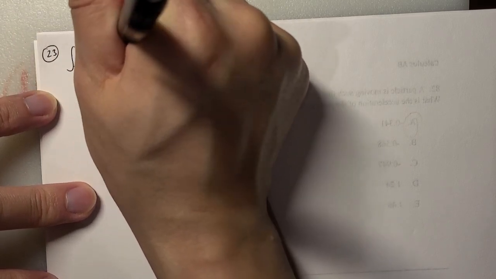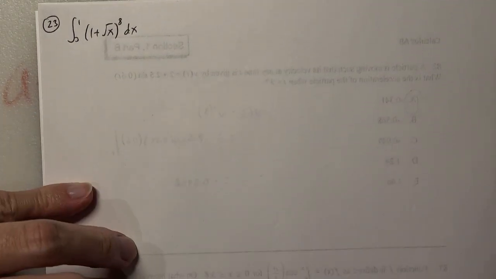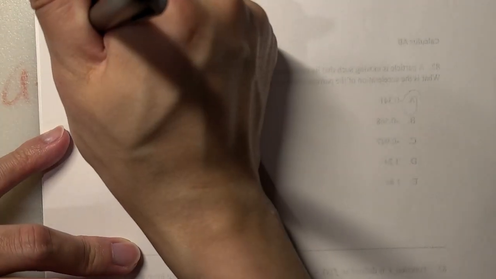Okay, let's move on to 23. What is that? Integral from 0 to 1 of 1 plus square root x to the 8th power dx. How do I solve this one? Or how do we solve this one?